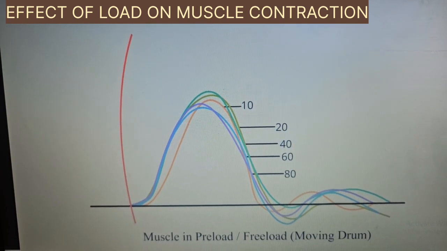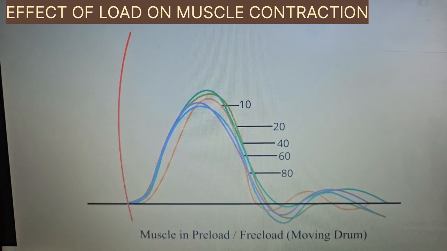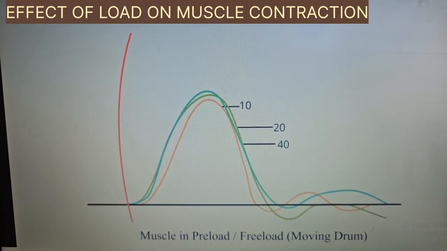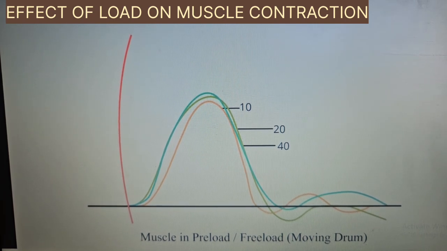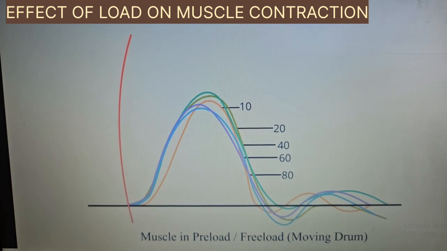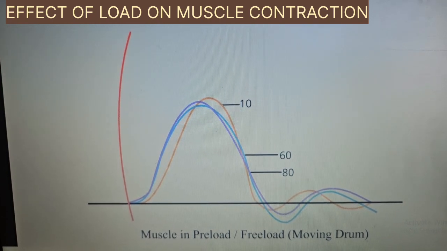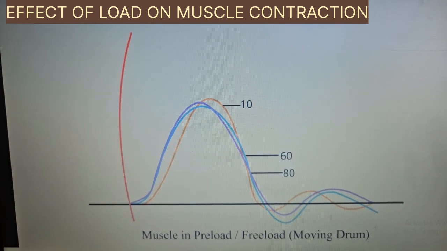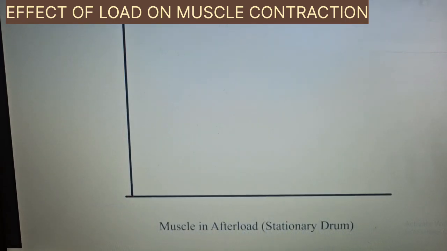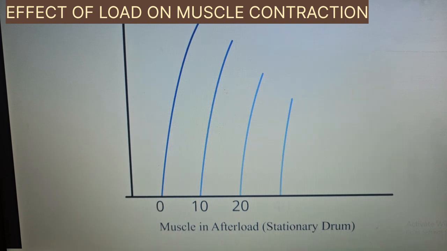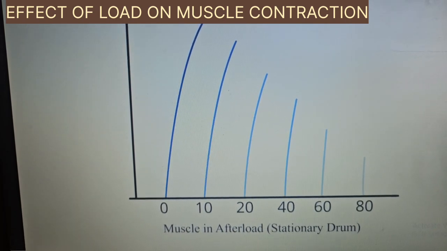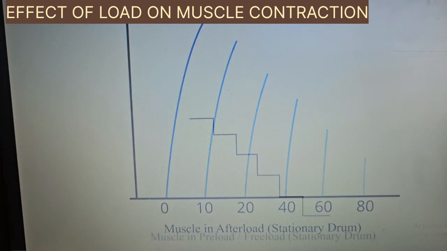In contrast, in the graphs showing increasing preload, you can see that the height of contraction increases with an increase in the weight. However, after a certain increase in the weight, the strength of contraction reduces. Even if recorded on a stationary drum, the findings are similar.